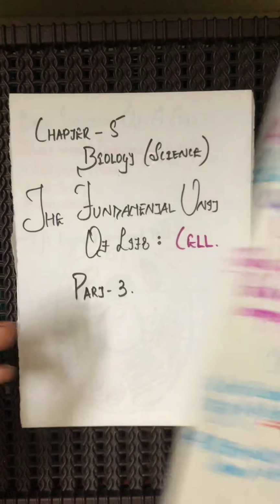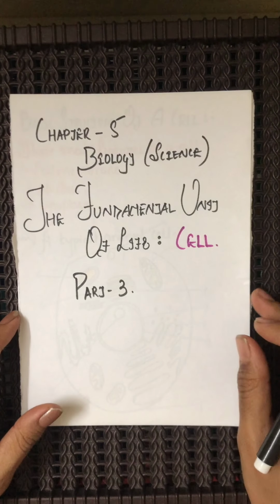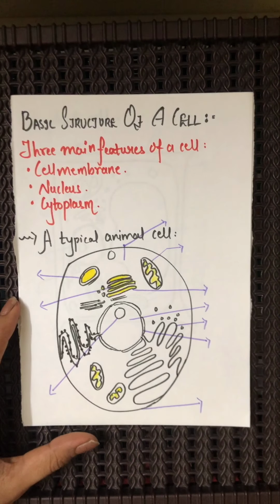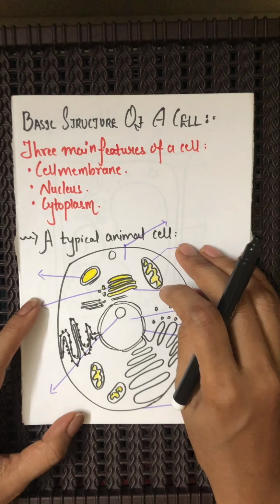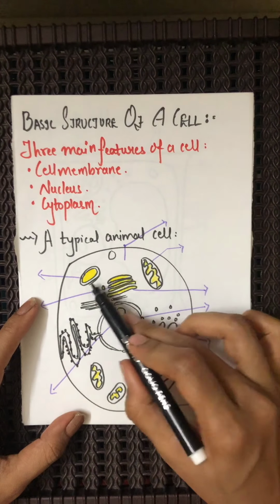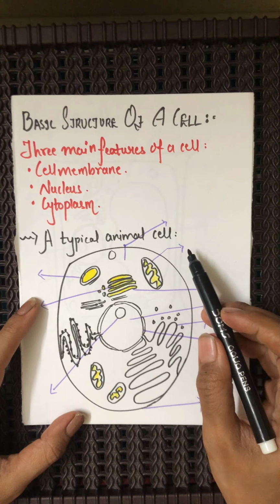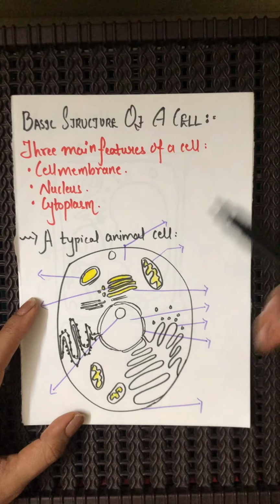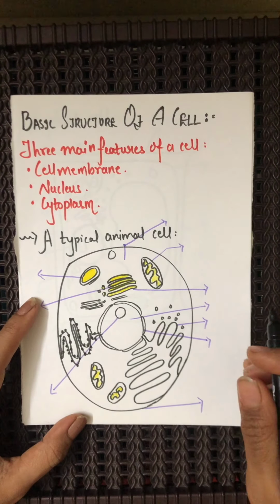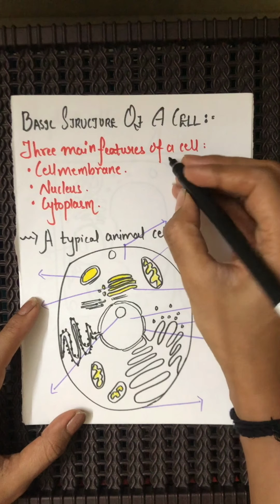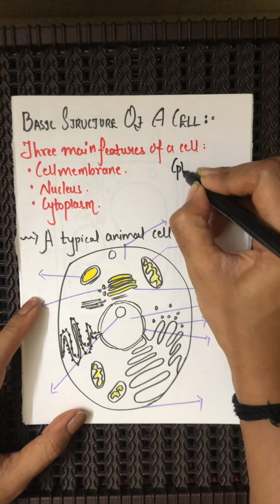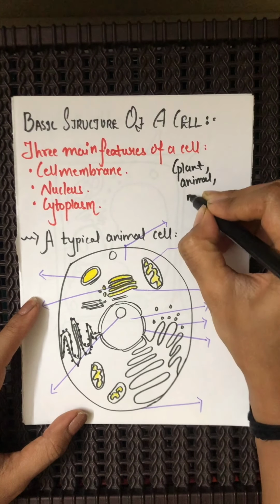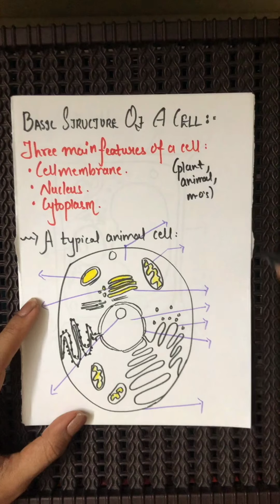And in today's class, therefore, in continuity we shall understand what are the basic features of a cell, how a given cell looks and what are the various components inside the cell. First of all we'll be studying about the basic features, the main features that all the cells possess, whether it be a plant cell or an animal cell or any of the microorganism cells.